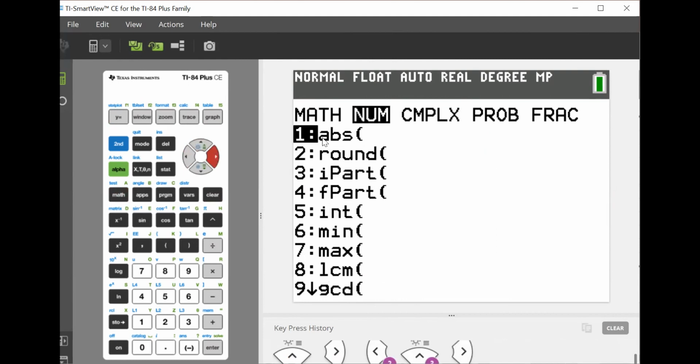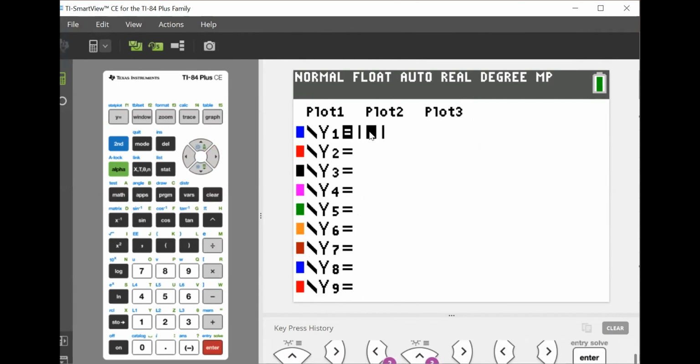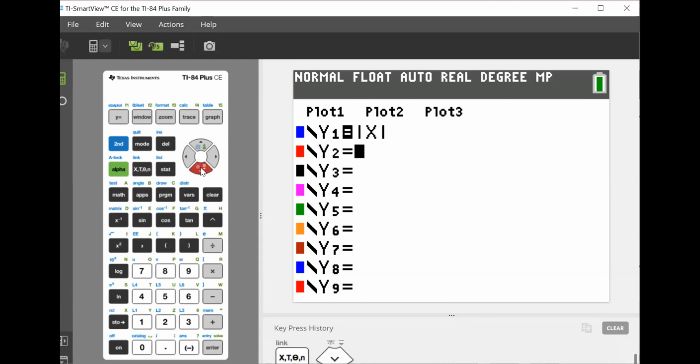Here it is. I was looking for the bars, but it actually says ABS. So if you go to Math, and then you go to NUM, it says ABS, that's the absolute value. And if you hit enter, it'll put the absolute value bars. So then we would type in x, that would be the basic function.